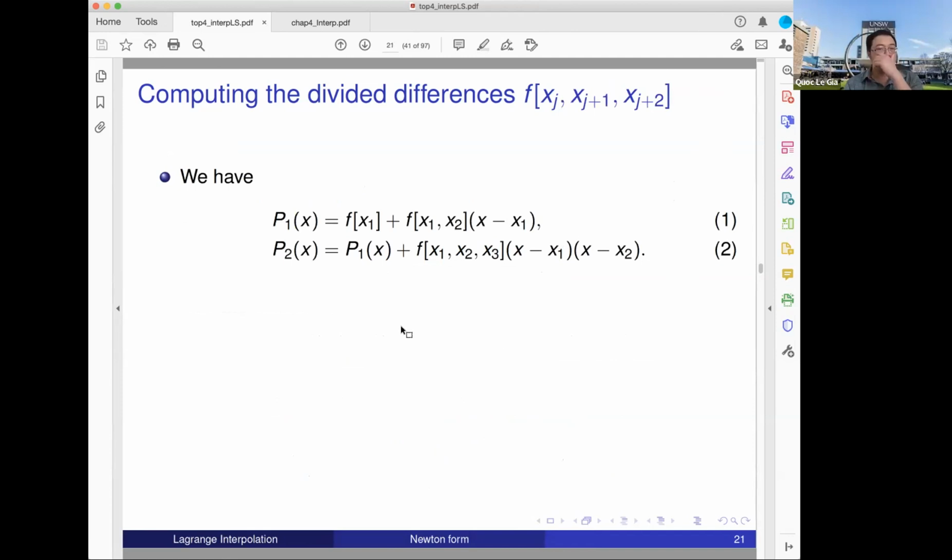Okay, so now the tricky part is how you compute the divided difference over 3 points. So let's take a simple case. Suppose you have x1, x2, and x3. Maybe let me draw pictures and then I go back to the formula. So now you have 3 points.